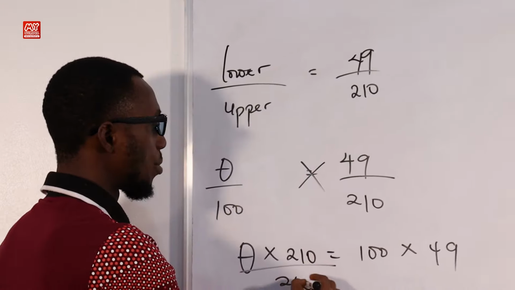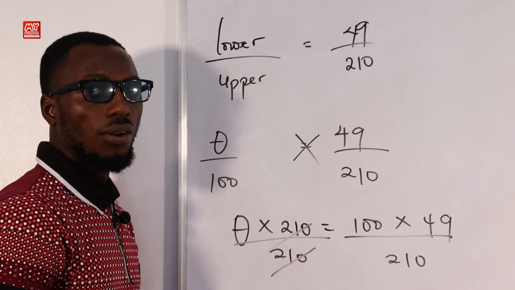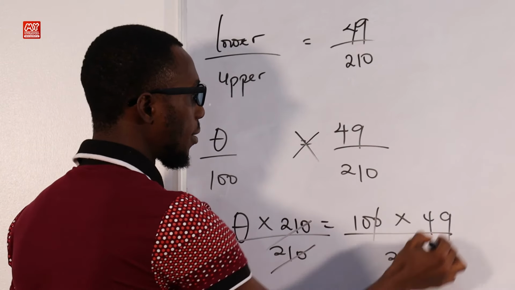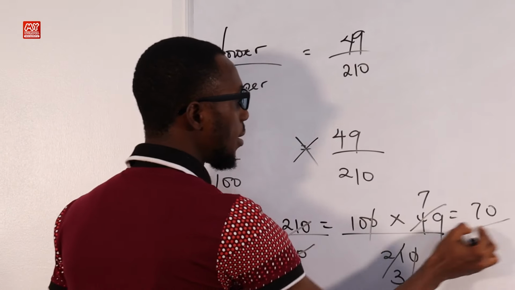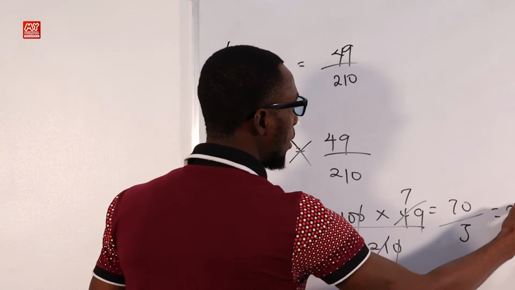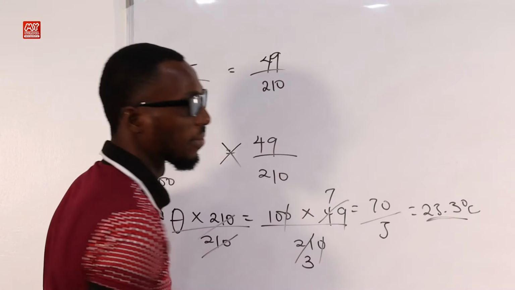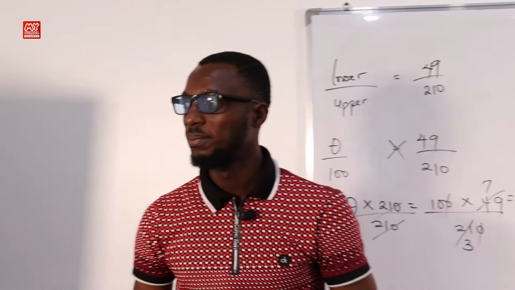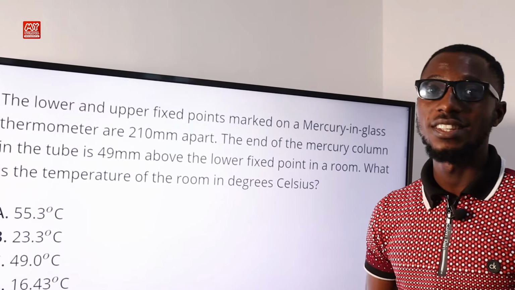Dividing both sides by 210, 0 strikes out 0. We have 7 here, 3 here, 7 here, so 7 times 10, 70, divided by 3, we have 23.3333 degrees Celsius. So let's go back to the screen and select the correct option. If you look through all of these options, you will see that option B, 23.3 degrees Celsius, is the correct option.